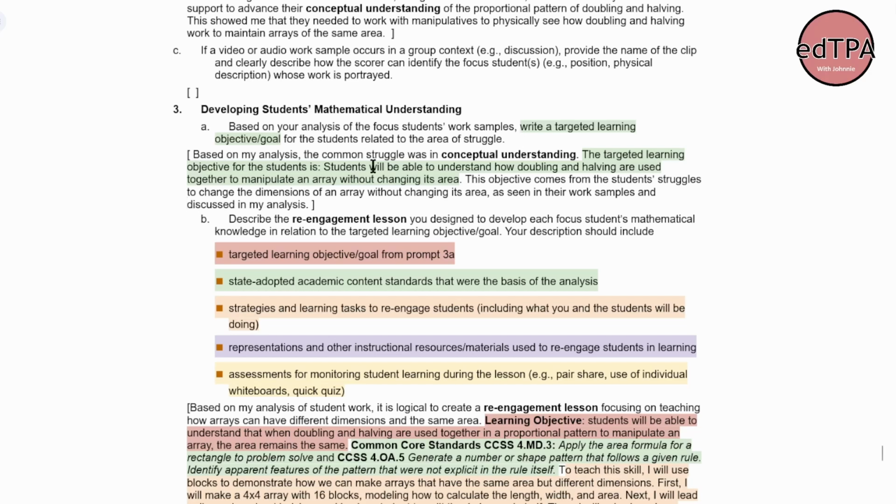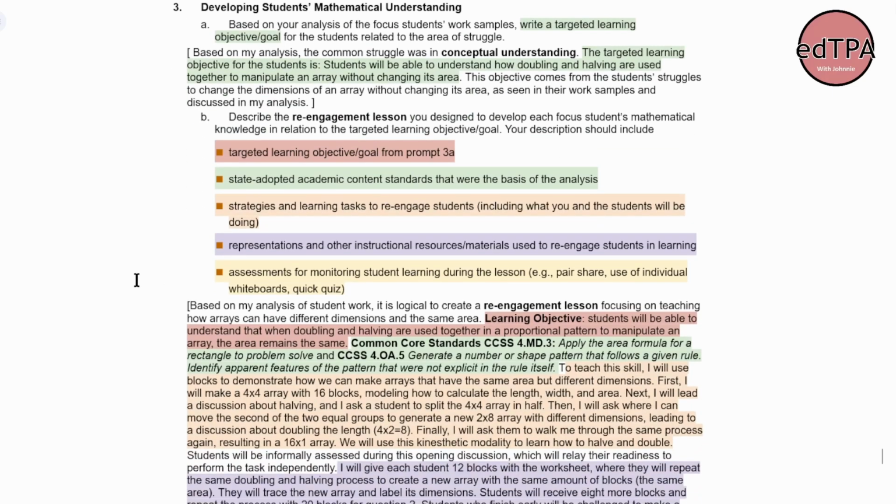And you can see this person writes it straight up. They have a common struggle in conceptual understanding, and then the targeted learning objective for the students is students will be able to understand how doubling and halving are used together to manipulate an array without changing its area. Okay, so it's pretty straightforward.